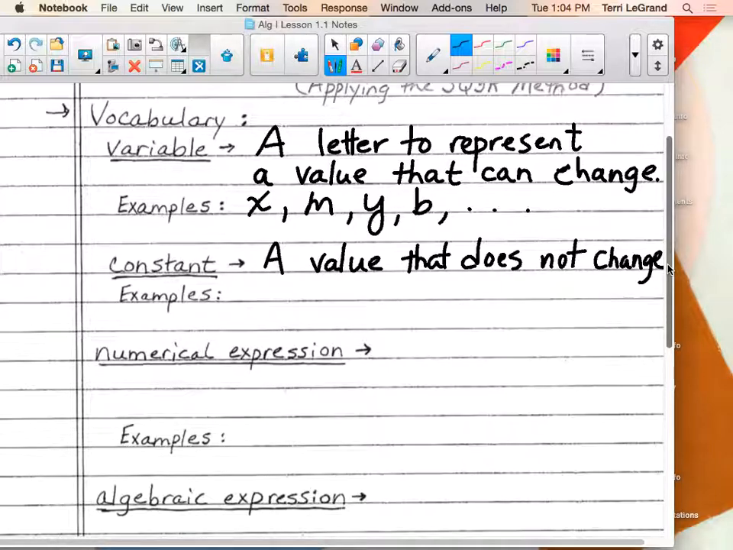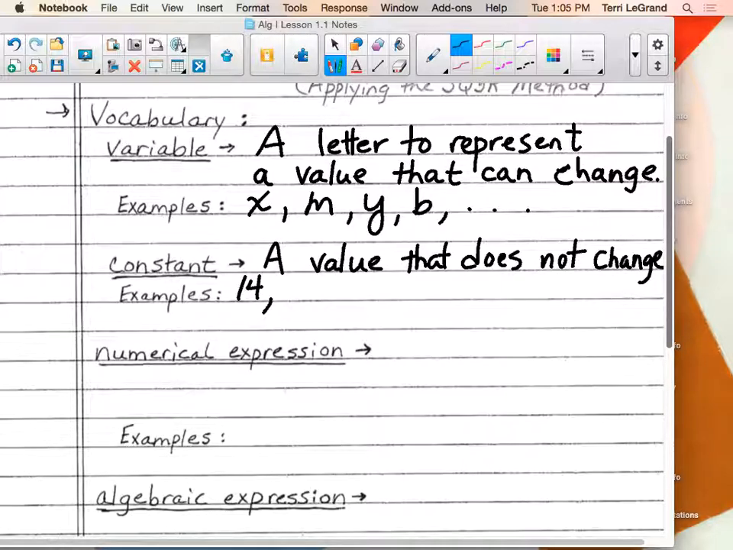How old are you? 14. Now 14 is 14, isn't it? Even if we rename it, what's another name for 14? Give me another name for 14. 14 over 1. 28 over 2. 2 times 7. There's lots of names for 14, but 14 only has one location on the number line, right? It's a value that does not change. Its address will always be between 13 and 15 on the number line. It has one address. It really has one value, okay?